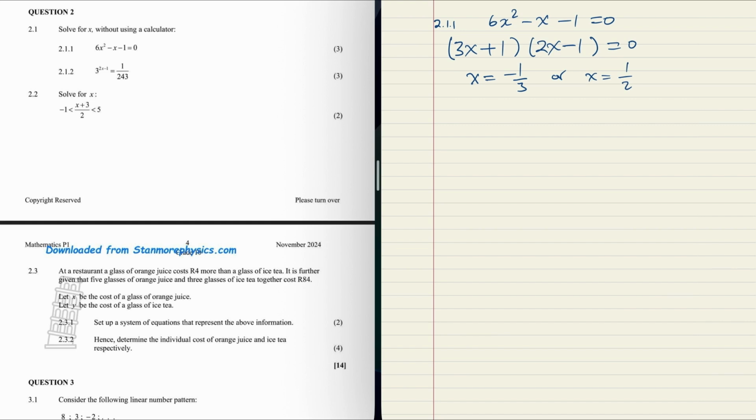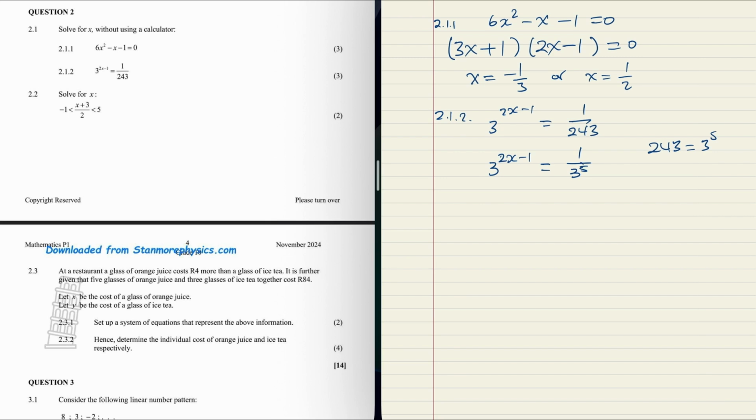And that's my answer. Question 2.1.2, we have 3 to the power 2x minus 1 is equal to 1 over 243. Now 243 can be factorized. If you enter it on your Casio calculator, it can factorize it for you. So 3 to the power 2x minus 1 is equal to 1 over 3 to the power of 5. 243 is equal to 3 to the power of 5.